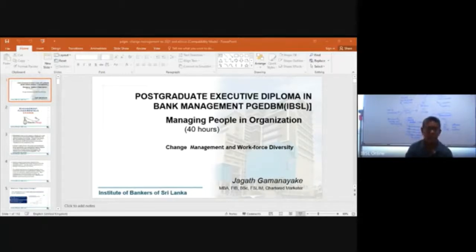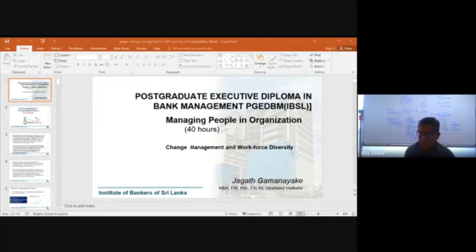Then there are another four elements in the 7S. Those are skills, style, staff, and shared values, which we call soft factors. Why do we call them soft factors? They are less easily quantified and more subjective factors.